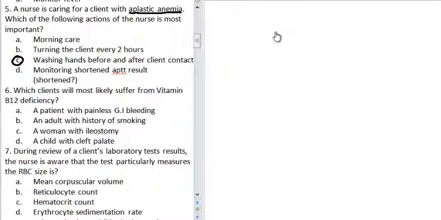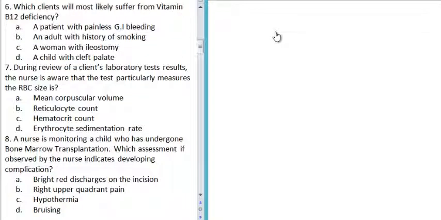Next, number six. Which clients will most likely suffer from vitamin B12 deficiency? A. Patient with painless GI bleeding. B. An adult with a history of smoking. C. A woman with ileostomy. Or D. Client with cleft palate. So the answer is letter C.